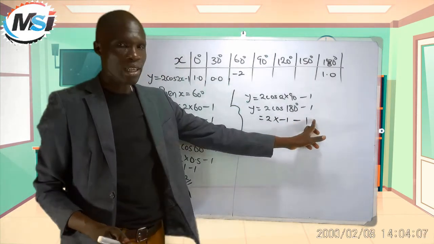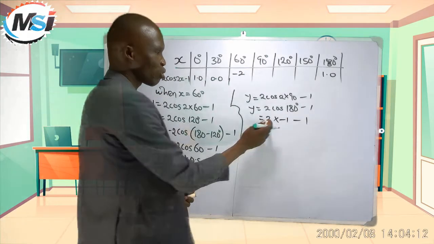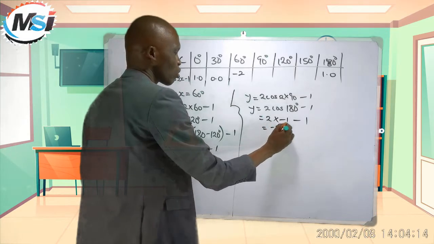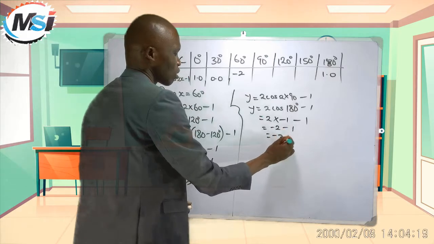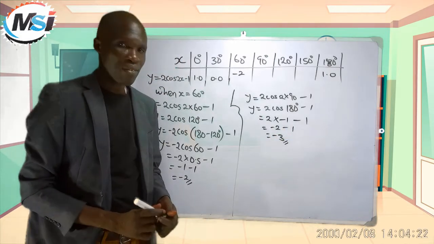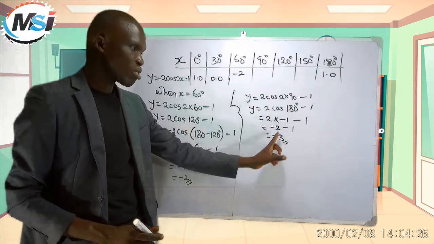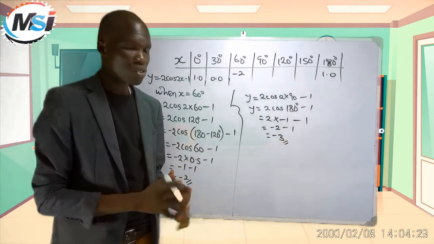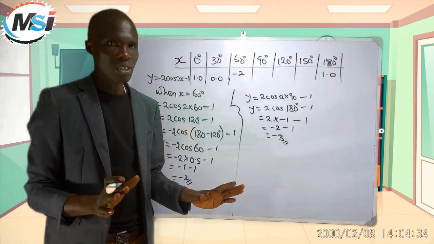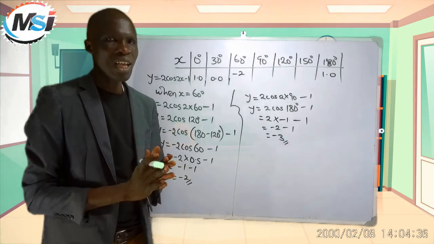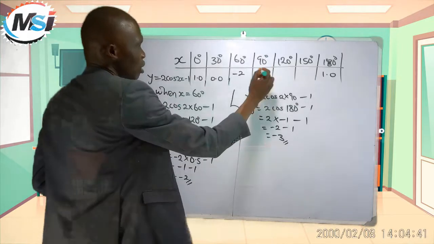There is minus 1 here, and when you press your calculator, cos 180 will give us minus 1. So 2 times minus 1 we have minus 2, minus 1. Minus 2 minus 1 we have minus 3. You need to be very careful when you are dealing with this type of question, because where you're supposed to put minus, once you put plus, it spoils everything. Your graph can never be correct. So please, you have to be patient and very careful when you are solving this type of question, right? So now this will give us minus 3.